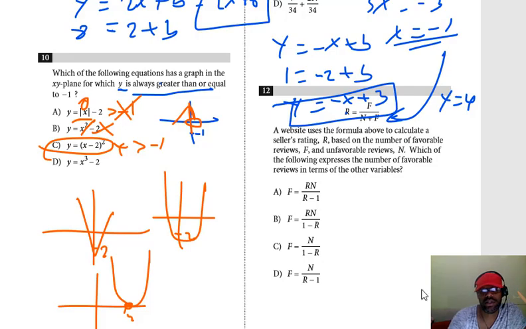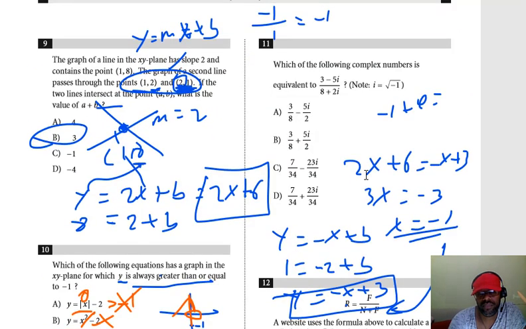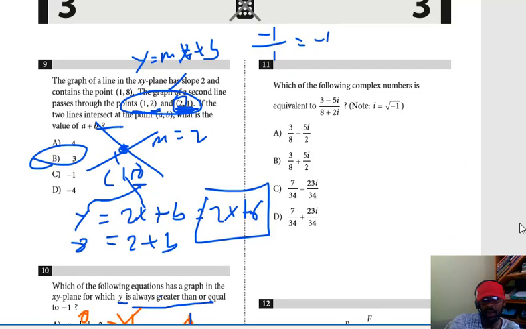All right, so question number 11. Let me pause this and clean this up. Which of the following complex numbers is equivalent to 3 minus 5 over? Okay, so let's see. From the choices, I'm going to eliminate choice A and B because the denominator is different. They have the same denominator. Everything is the same except the sign. So let me work on the sign.